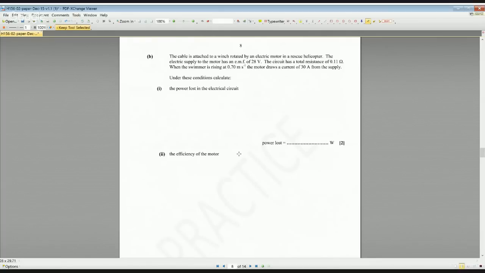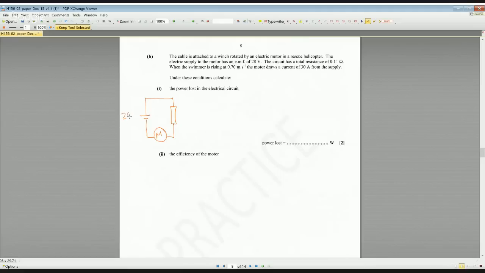So it's worth understanding what it means by the circuit here. It's referring to the wires and so on, all the circuitry connecting the motor. So it's not counting the motor itself when it says that the circuit has a total resistance of 0.11. It might be easier if I draw a circuit diagram to represent this. We've got our power supply there. I'm going to draw a resistor. This represents the circuit resistance of 0.11. I'm just going to draw a little motor down here to represent our winch motor. And that's our complete circuit.